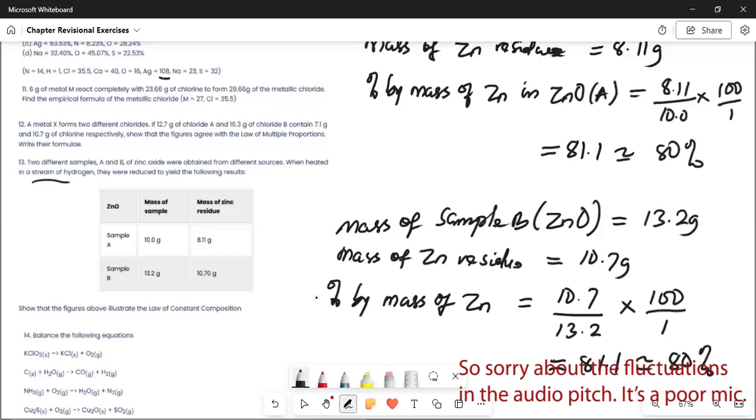And that agrees with the law of constant composition, which says that all pure samples of a particular chemical compound contain the same elements combined in the same proportion by mass. So this is zinc residue obtained from two different samples of zinc oxide. According to the question, two different samples, A and B, so we get zinc oxide from different sources. After analysis, we discover that the amount of zinc in both of them is 80%. That agrees with the law of constant composition or definite proportion. For example, if you get water, as long as the water is pure, it contains hydrogen and oxygen in a ratio of 2 to 1.